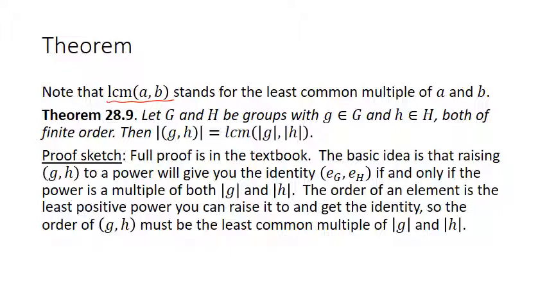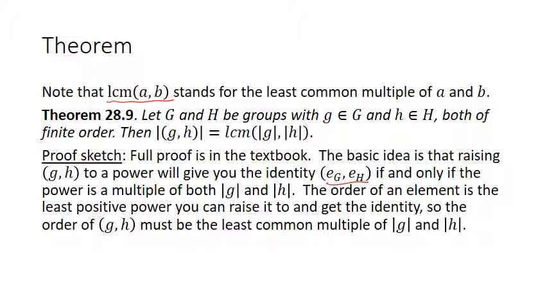So the full proof is in the textbook, but the basic idea of the proof is that when you raise this ordered pair (g, h) to a power, that will only give you the identity in the external direct product, which will be the identity for both groups in an ordered pair like that. You'll only get the identity from raising (g, h) to a power if and only if that power is a multiple of the order of g and of the order of h. That's just because whenever you raise g to a power, it'll only give you the identity if the power is a multiple of the order of g, and the same is true of h. So of course, to get the identity for both, the power must be a multiple of both the order of g and the order of h.